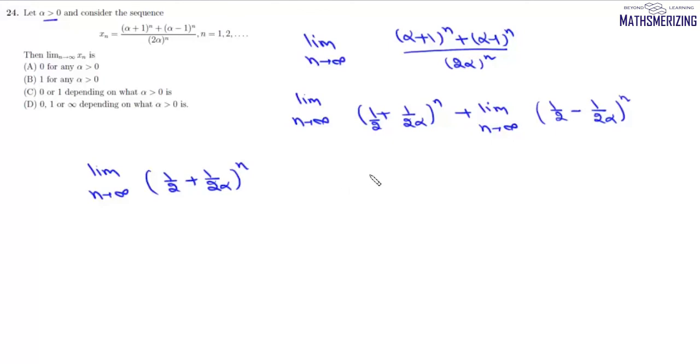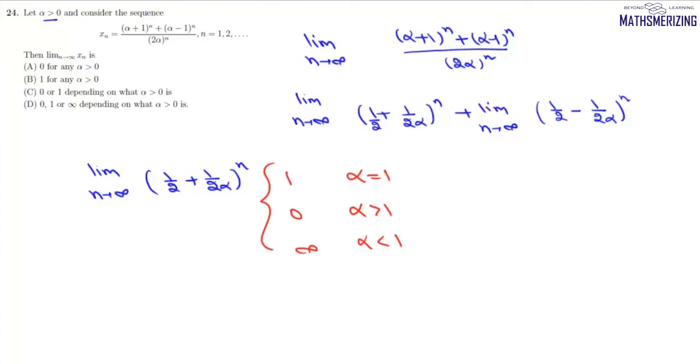Now if we take alpha as 1, this value will be simply 1. If we take alpha greater than 1, in that case, this expression will be less than 1. Now a to the power infinity when a is less than 1 is nothing but 0. And if alpha is less than 1, in that case, this value will be greater than 1. Then a to the power infinity will be simply infinity. So this first limit will take the values 1, 0 and infinity depending on the value of alpha.